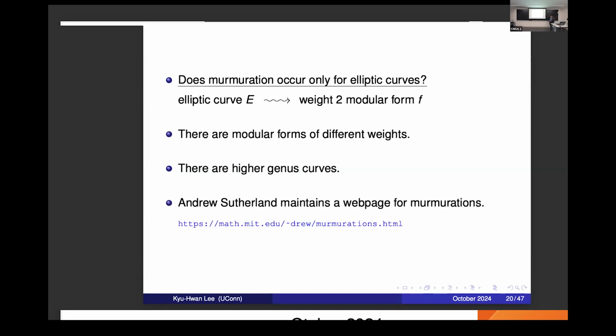And then Drew Sutherland did an extensive computation, and he maintains a web page for murmurations. So you can go to this web page. I wanted to click, but it may bring some technical difficulties, so I made a screenshot. You see the screenshot of Drew Sutherland's page, but it's less than half. There is another half. He considered many cases: modular forms of weight 2, 4, 6, etc., and then all modular forms and genus 2 curves, etc. Then if you click one of these, it will be magnified, and you'll see an image of how the murmuration changes. If you're interested, go to the website and see the nice pictures.